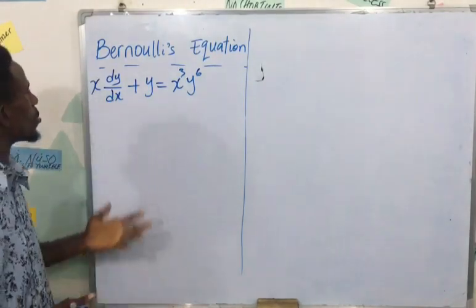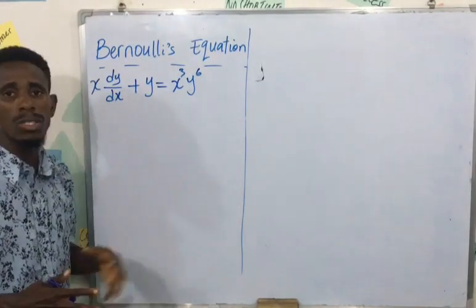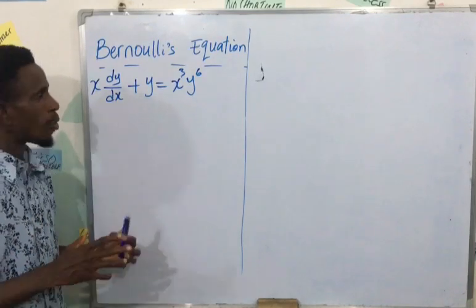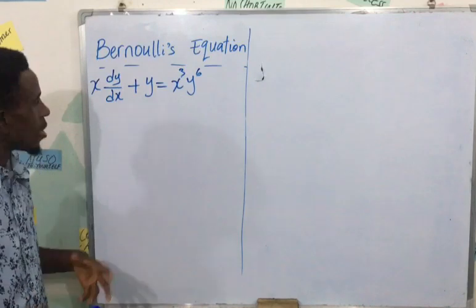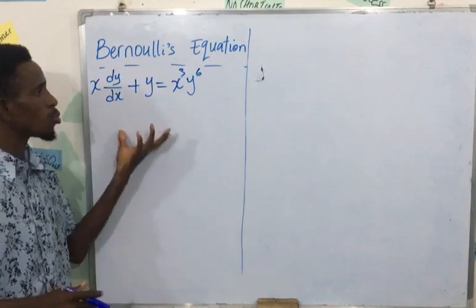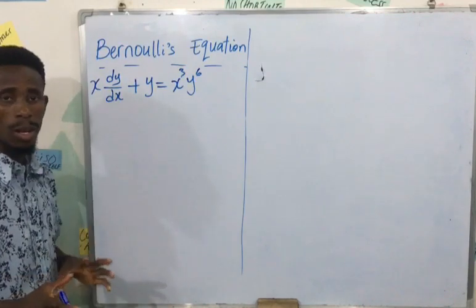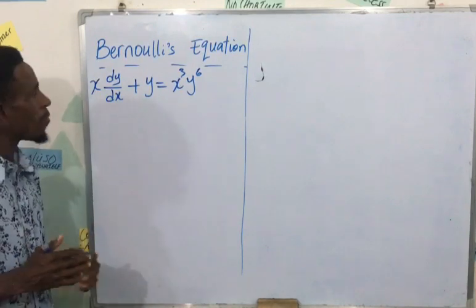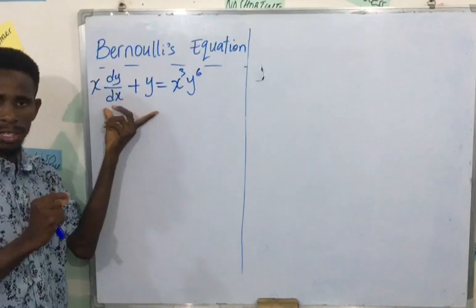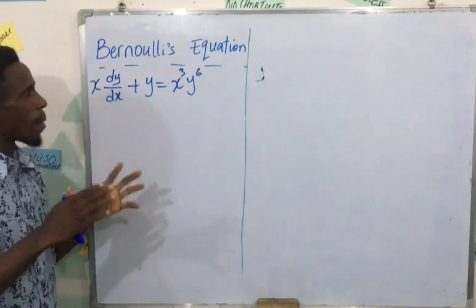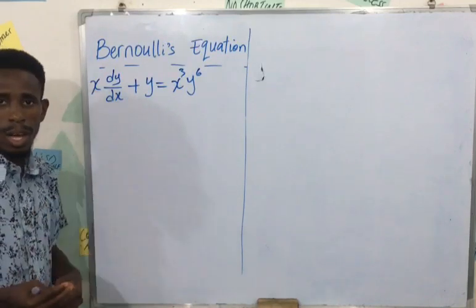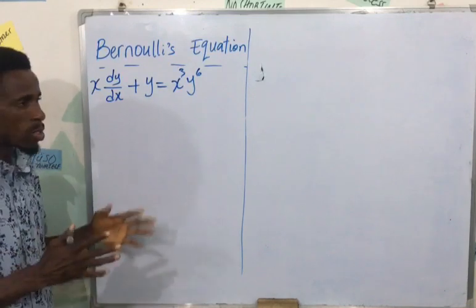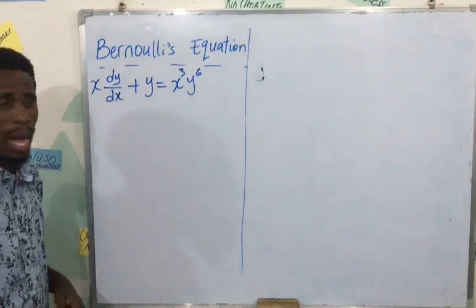We have a question on the board and it's Bernoulli's equation. Bernoulli equation is an extension of linear ODE. It is just a little bit different from linear ODE, which means we are going to be looking for an integrating factor. But before that, it doesn't look like a linear first-order equation, so we have to express it and bring it to become like a linear ODE. Then we can look for the integrating factor, multiply, and then solve and get what we are asked to do.